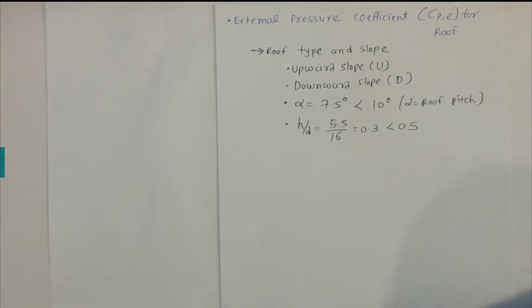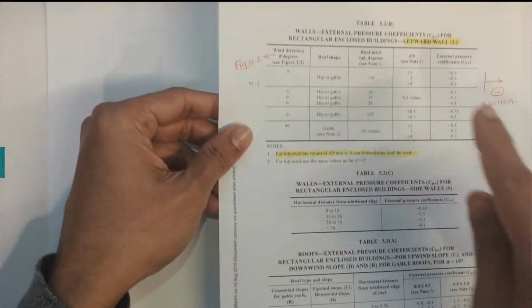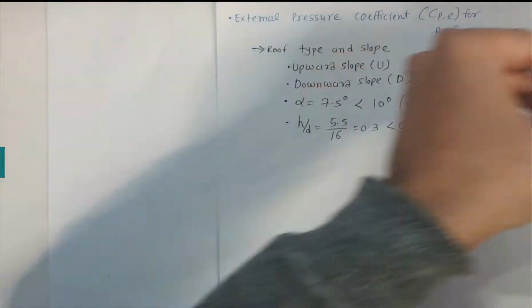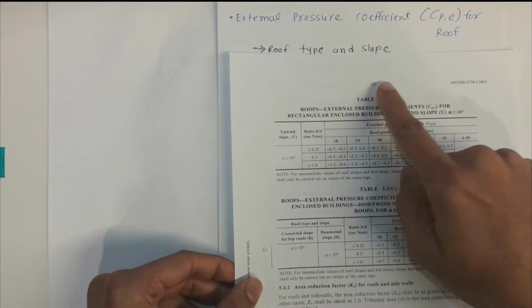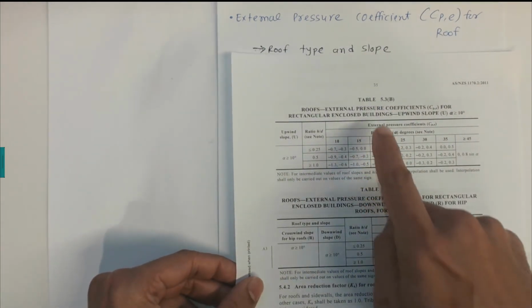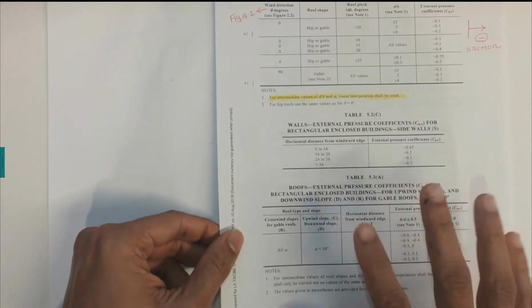For the case of the roof, we are going to use three tables. I can show it here: Table 5.3a on page number 34, Table 5.3b on page number 35, and Table 5.3c on page number 35. So there are three tables to find the external pressure coefficient for the roof. Now I can distinguish between those tables.